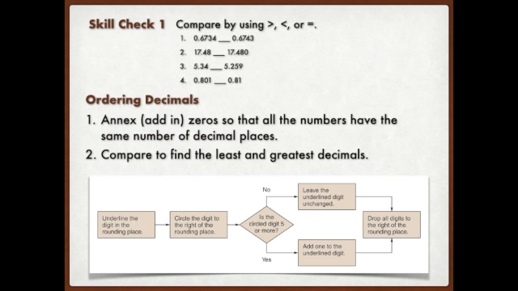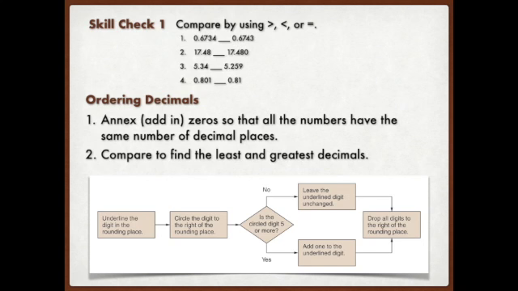Okay, so when we order decimals, we're going to annex or add in those zeros, which we just talked about, so that all the numbers have the same number of digits or decimal places. Then we're going to compare to find the least and greatest decimals. I want you to use this chart to help you. First, underline the digit in the rounding place. Then circle the digit to the right of the rounding place. So if we are going to be rounding, that underline and circling will help you.